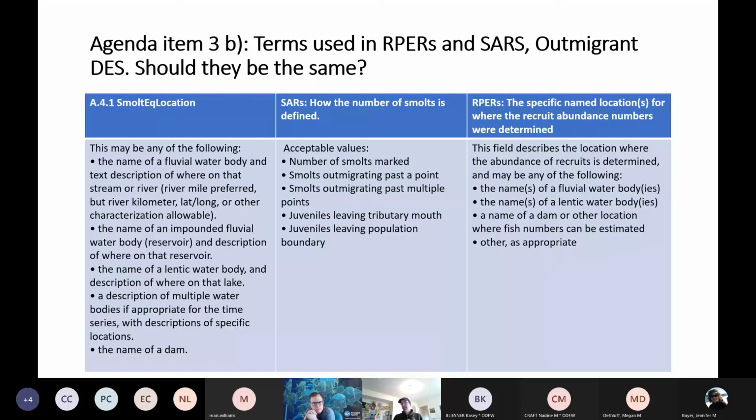And I was just trying to highlight it, that maybe it's okay to have some different definitions, because sometimes using smolt marks and using PIT tag data to do SARS analysis is not using smolt equivalent data and not using smolt production data. It's a different method and approach for how SARS is estimated. So I think it's appropriate. I just wanted to check if there is some need for consistency across these data sets, or the DESs.